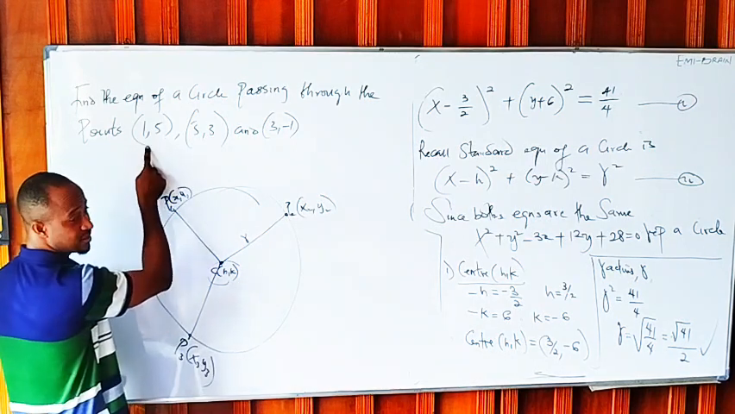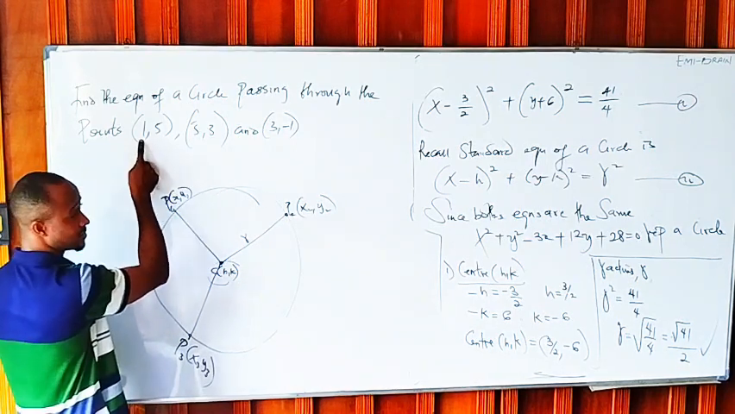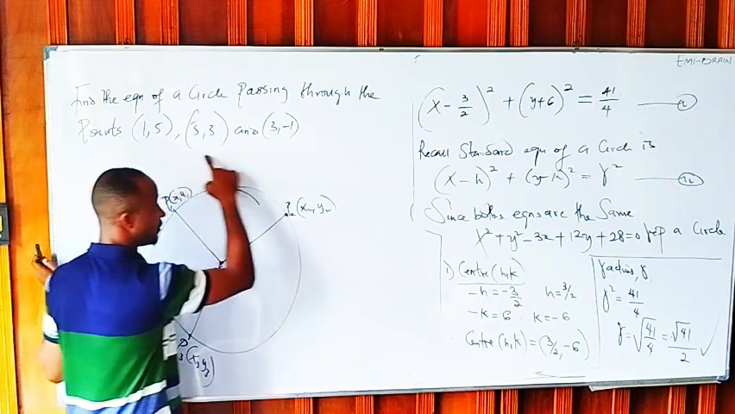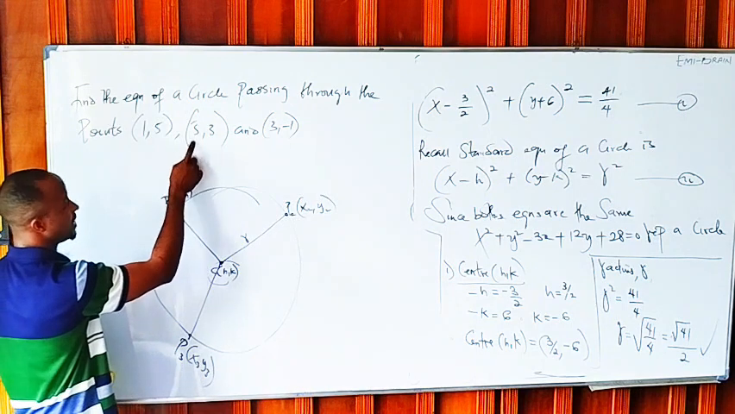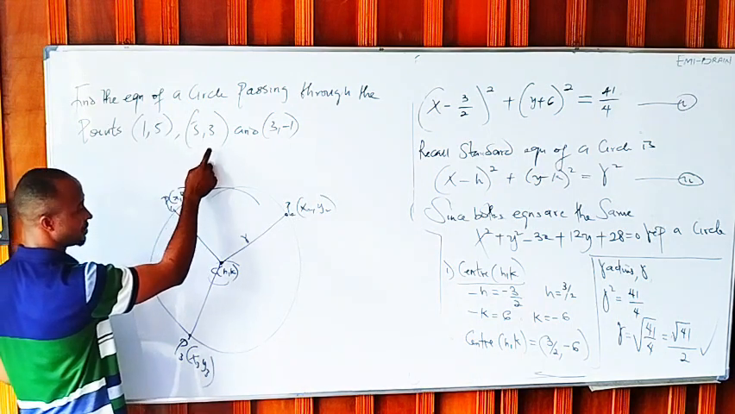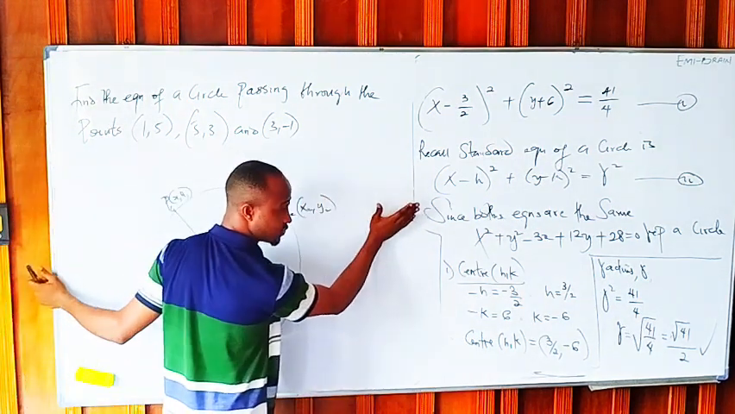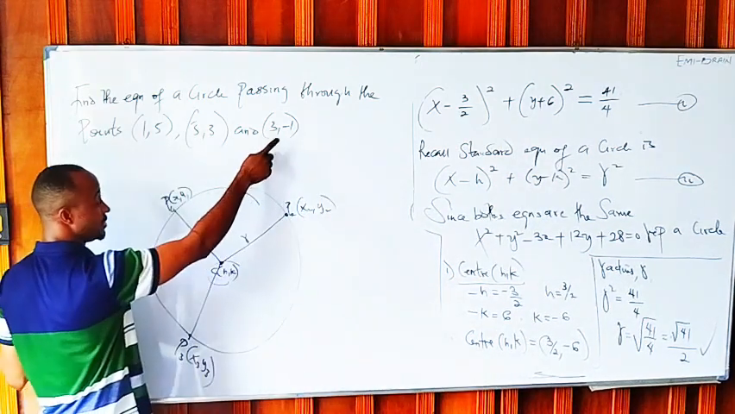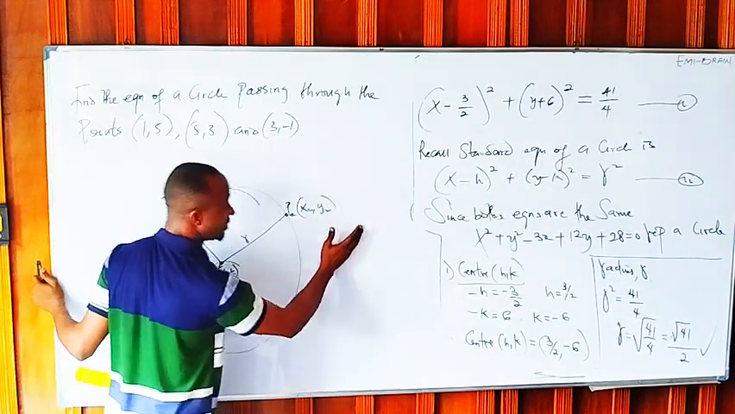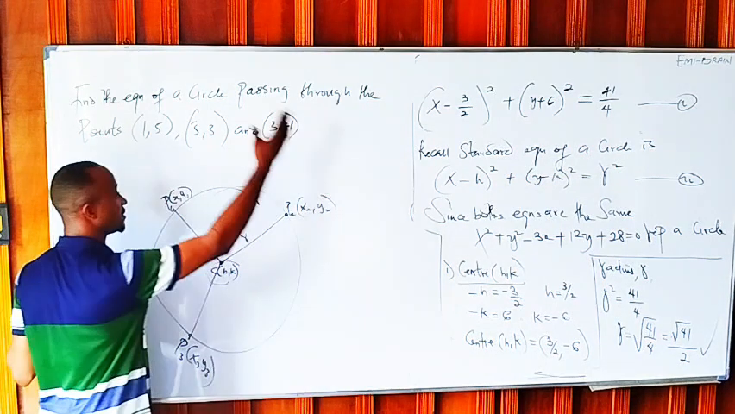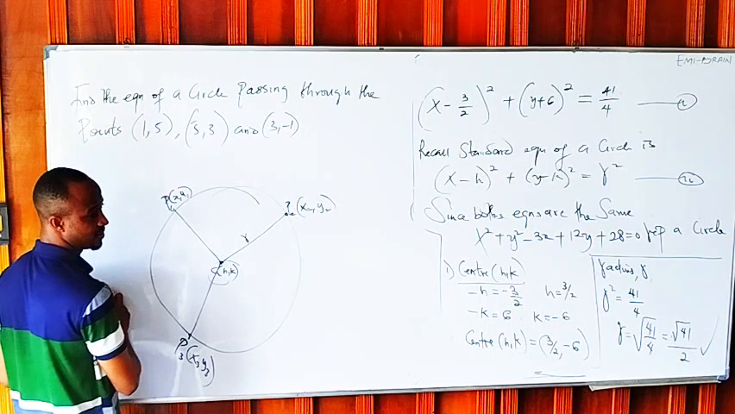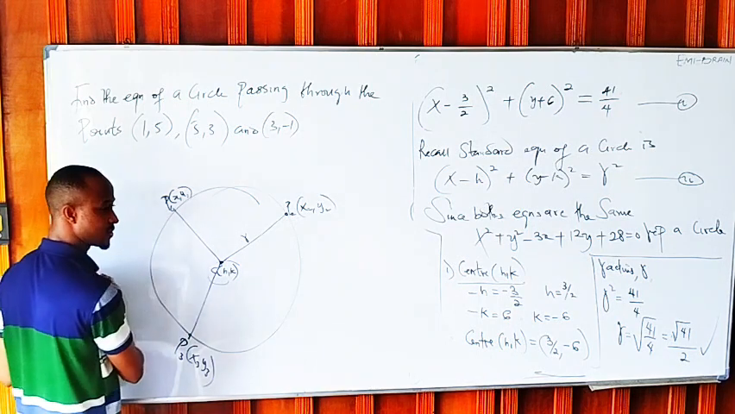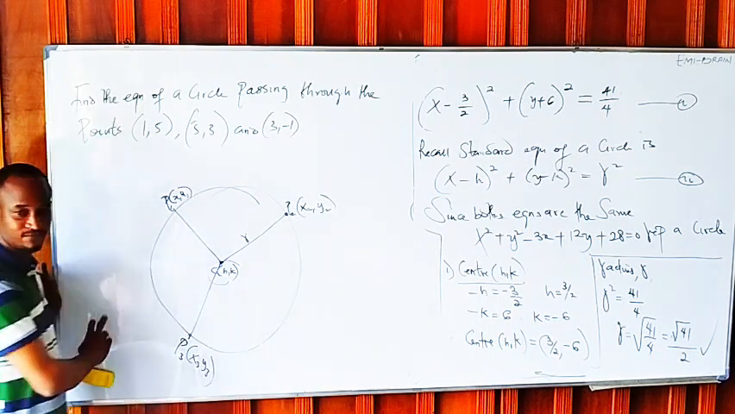So I will now be solving each of them one after the other. I will solve this when x is 1, y is 5. I will form equation 1. I will solve this again when x is 5, y is 3, and form equation 2. I will do the same thing with this one for equation 3. Then I'll use the 3 equations to find the radius and the center by using simultaneous equations. Can we proceed?